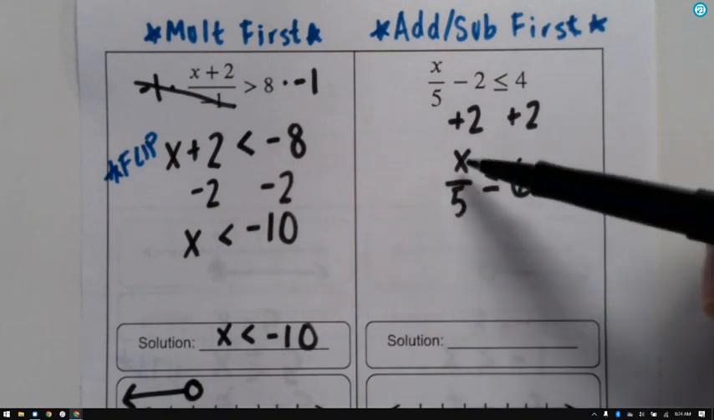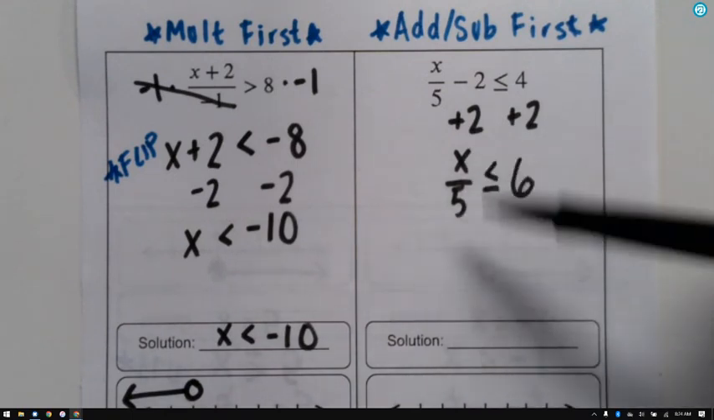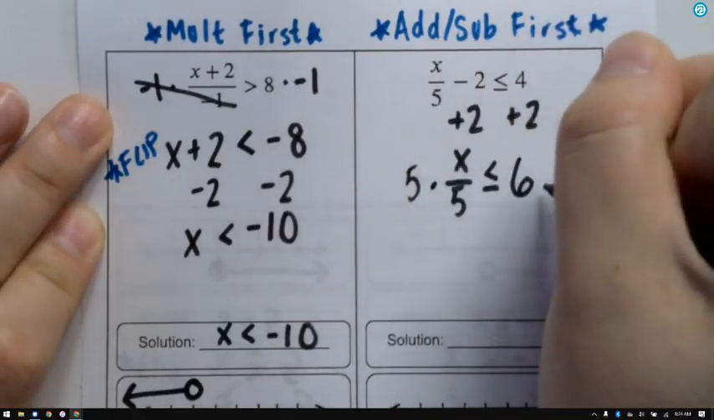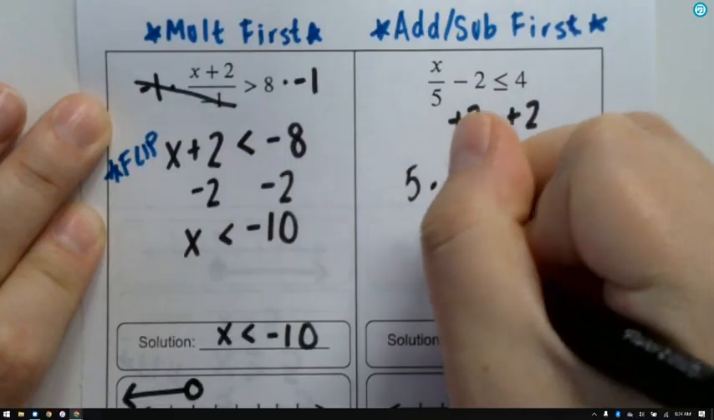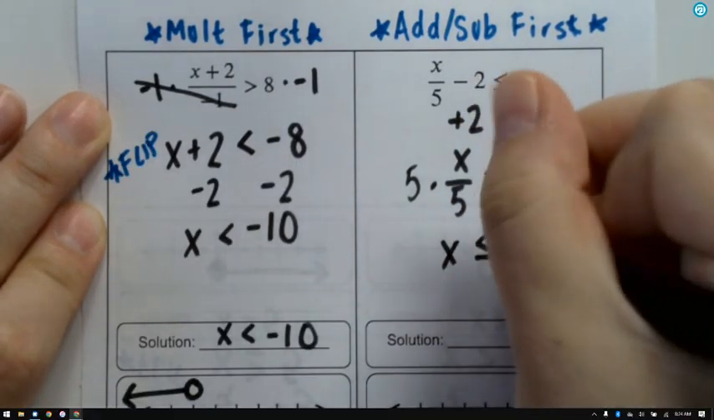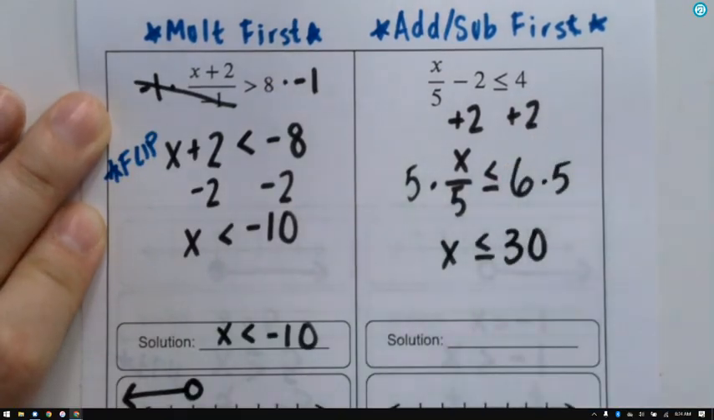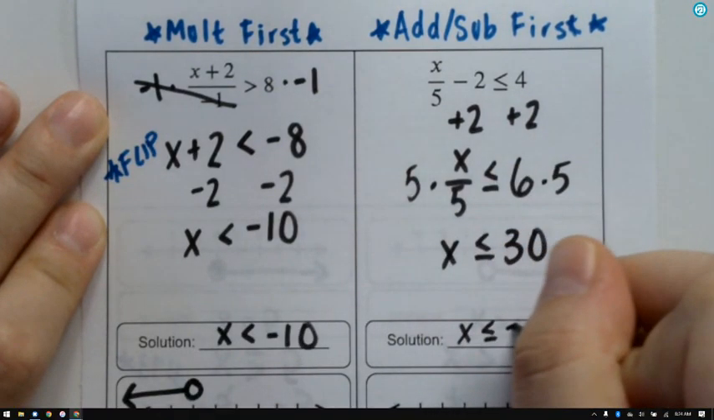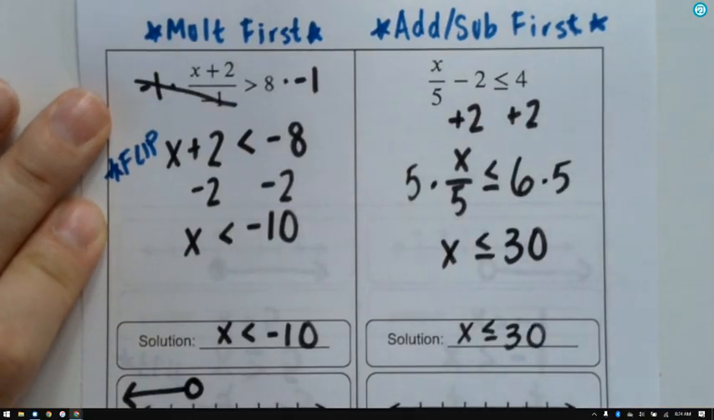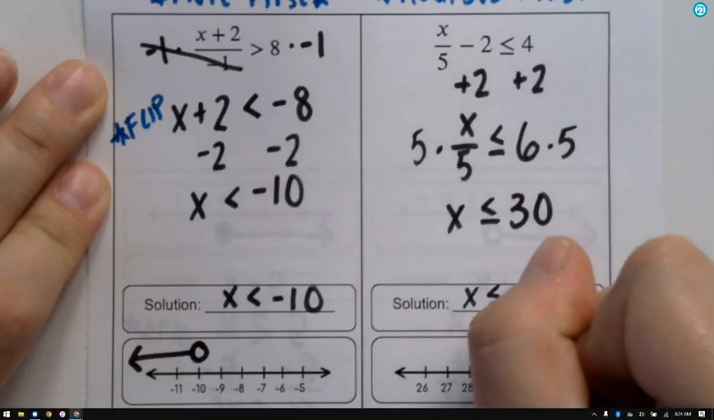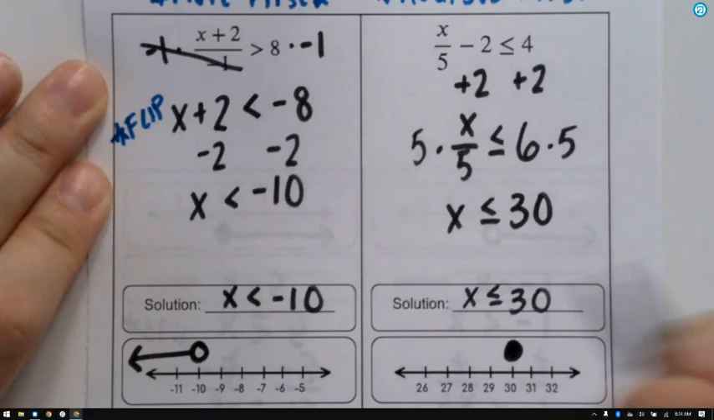And right here, this is division. The opposite of dividing by 5 is multiplying. So we're going to multiply both sides by 5. And we get x is less than or equal to 6 times 5, which is 30. There's no need to flip anything because I have not multiplied or divided by a negative. Less than or equal to, I'm going to do a closed circle. And then my arrow goes to the left.